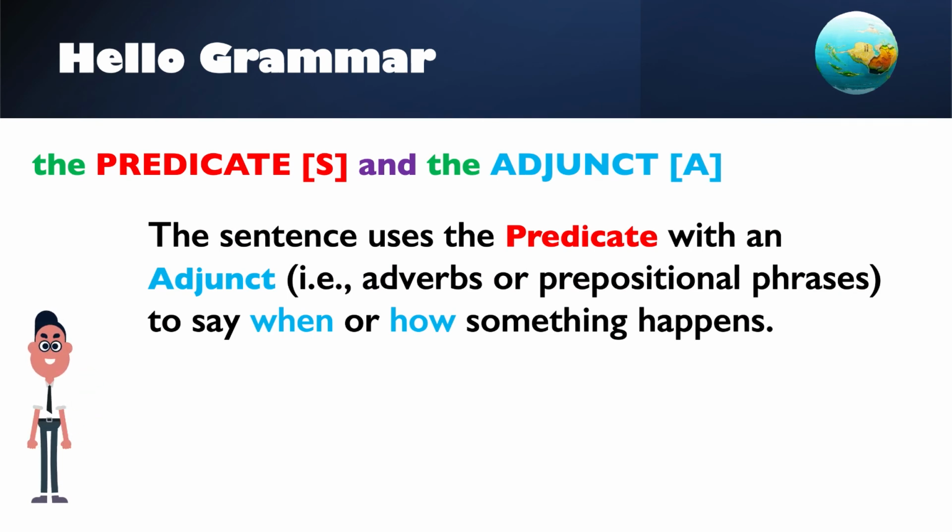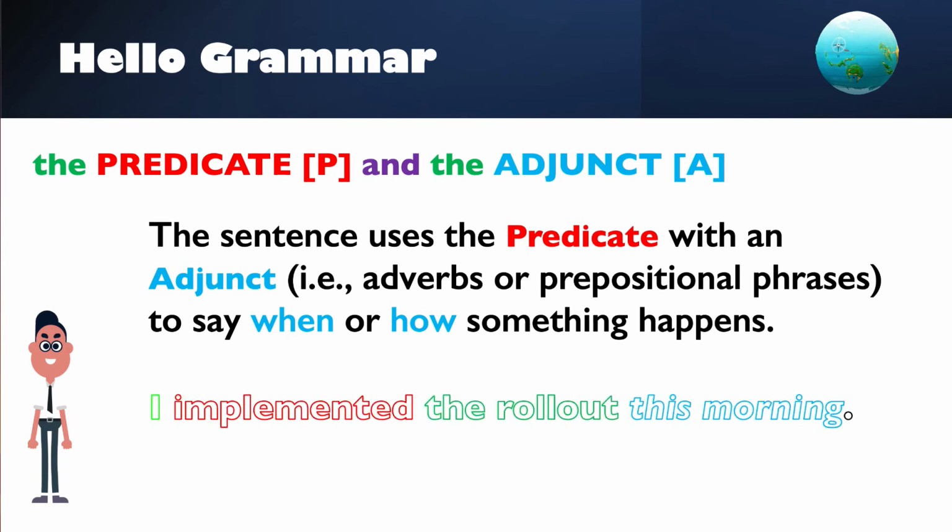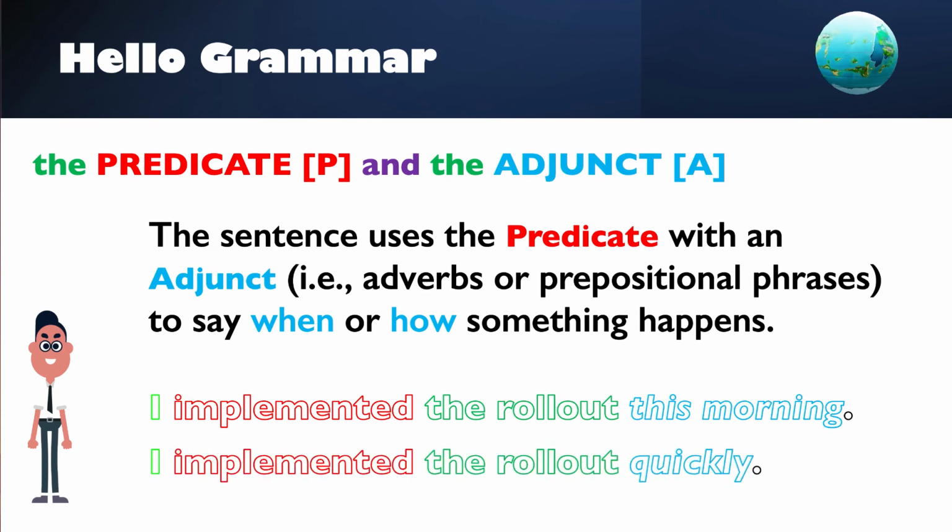The predicate and the adjunct. Oh, sounds like a sort of fairy tale. But the sentence uses the predicate with an adjunct, i.e. adverbs or prepositional phrases, to say when or how something happens. We've covered this before in the last unit. Okay, I implemented the rollout this morning is when. I implemented the rollout quickly is how it happened.